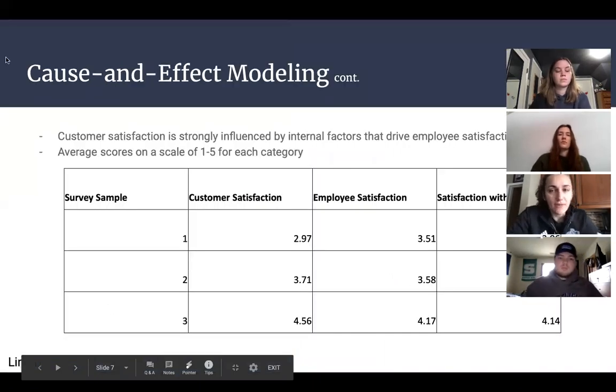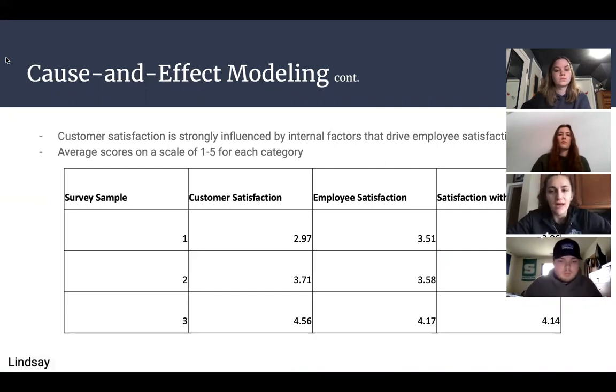The diagram that Alicia just explained on the previous slide is supported by the survey data given on page 373 of our textbook. The survey data provides the average scores on a scale of 1 to 5 for each category. Here is a sample of that data showing the correlations between customer satisfaction, employee satisfaction, and satisfaction with the supervisor. The textbook also included job satisfaction and employee perception of training and skill development in the data, but I have shortened it for the purpose of the presentation.